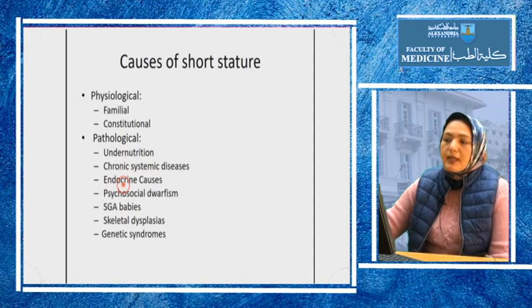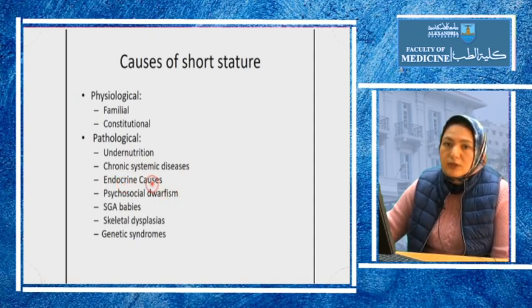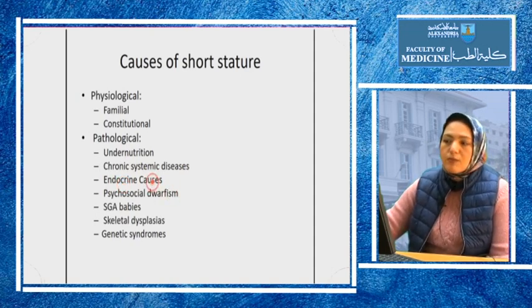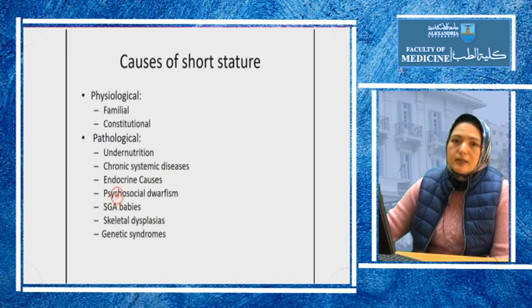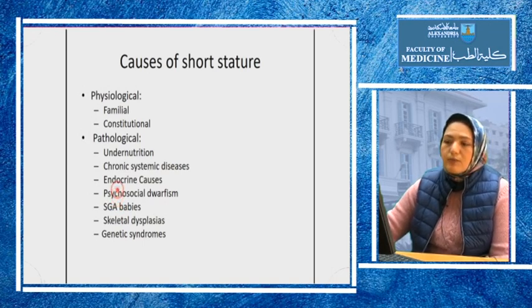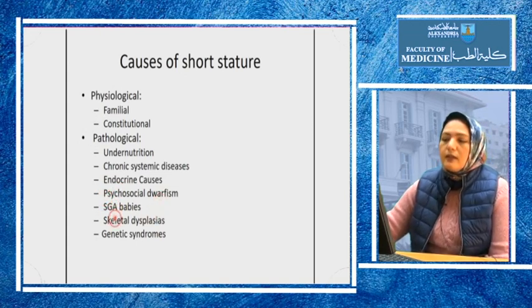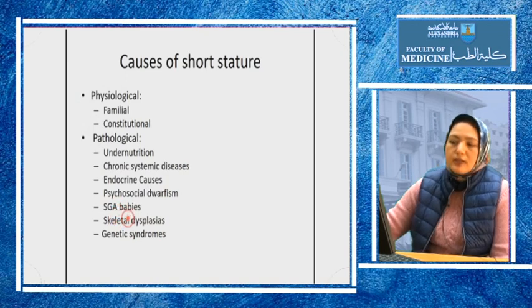Endocrinal causes are mainly growth hormone deficiency and hypothyroidism. As we mentioned before, growth hormone and thyroid hormones are very important for growth, so growth hormone deficiency and hypothyroidism contribute mainly to the endocrine causes of short stature. Other causes are less common, so we put them at the end of the list, including psychosocial dwarfism, small for gestational age babies, skeletal dysplasia, and genetic syndromes.